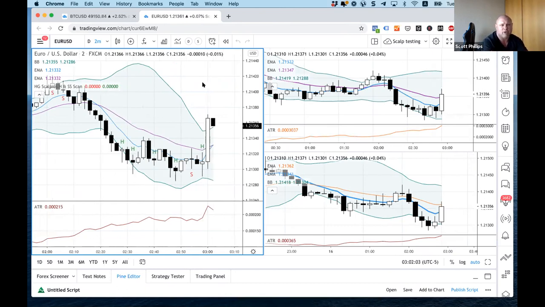So we have a touch of the upper Bollinger. To complete our setup, we either need a shooting star or a lower close, then a higher close. Okay, we cannot go into decreasing volatility while we are trending down on the five and trending down on the 10. That's an important thing to know.